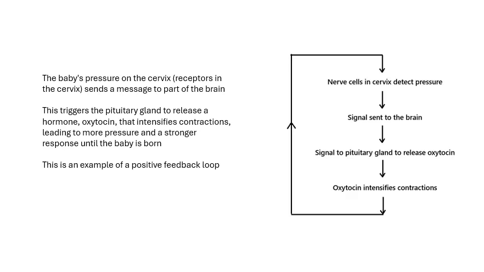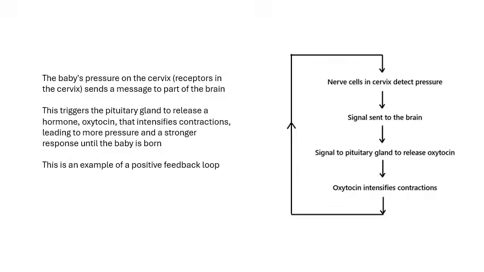Now, the pressure on the cervix, and there are receptors in the cervix, sends a message to part of the brain. So this is through the nervous system. And this triggers the pituitary gland, oh, we've met him before, to release a hormone called oxytocin. And that intensifies the contractions. So the contractions get bigger and they happen more often.